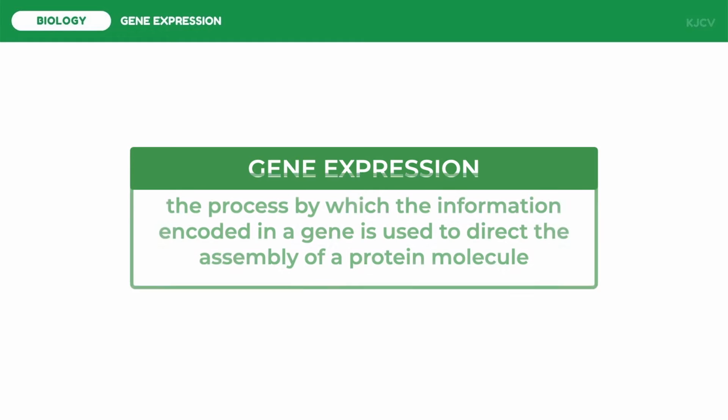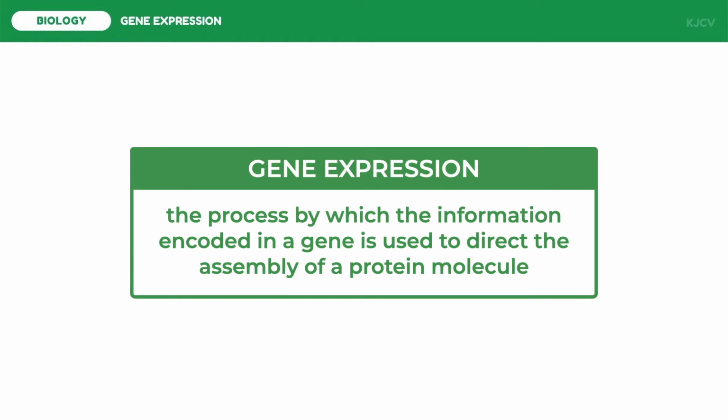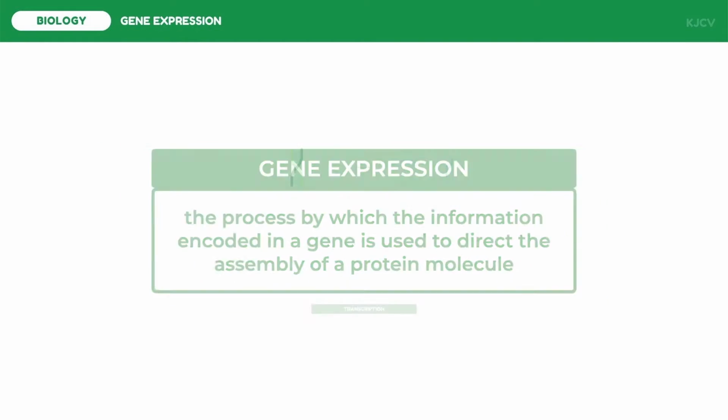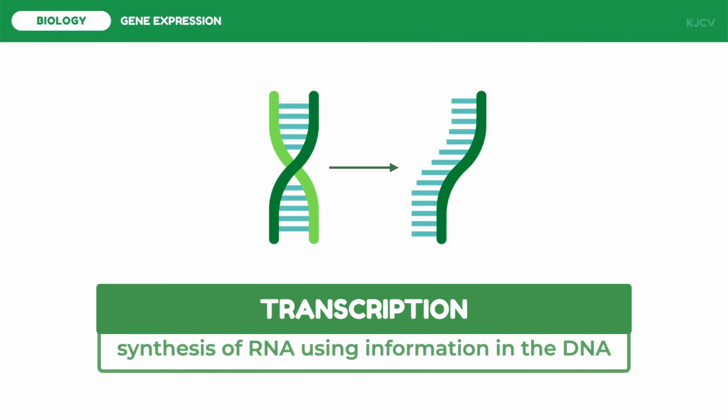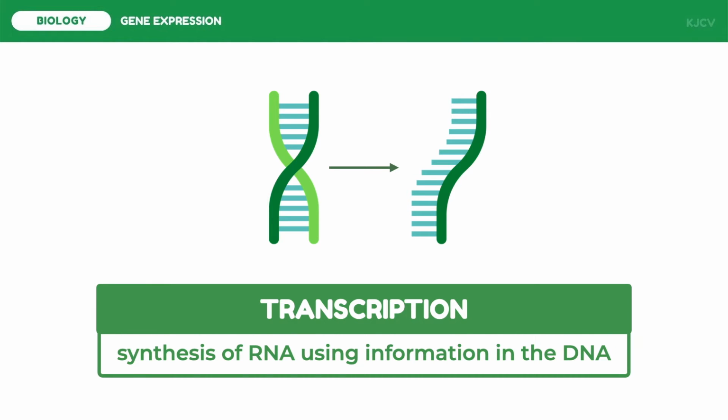Gene expression is the process by which the information encoded in a gene is used to direct the assembly of a protein molecule. Gene expression starts with transcription. Transcription is the synthesis of RNA using the information in the DNA. The two nucleic acids are written in various versions of the same script, and the material is merely transcribed or rewritten from DNA to RNA.